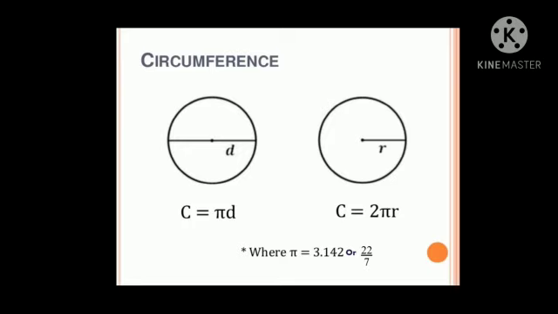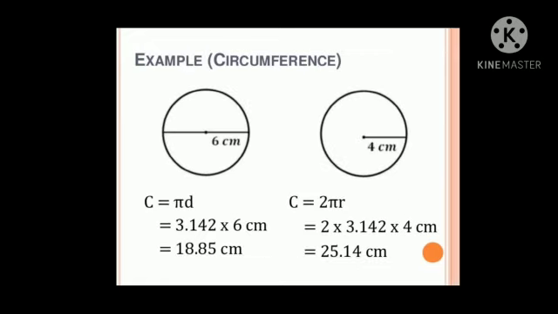When we are told to find out the circumference and given the value of radius, we will use the formula circumference is equal to 2 pi r. And in place of pi, we will use the value 3.142 or 22/7. Now let us see an example. In the first example, we can see that the value of diameter is given, 6 cm. So we will use the formula C is equal to pi d. Now after substituting the values, that is 3.142 into 6 cm, we get the circumference as 18.85 cm.